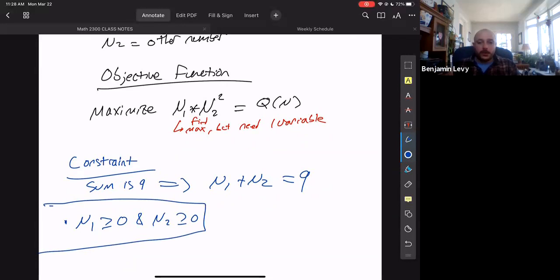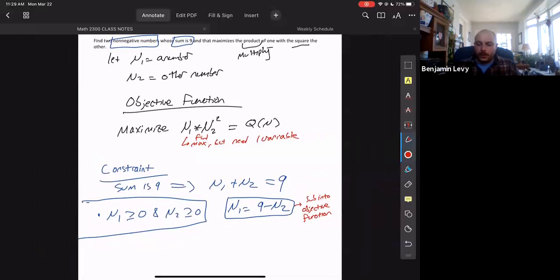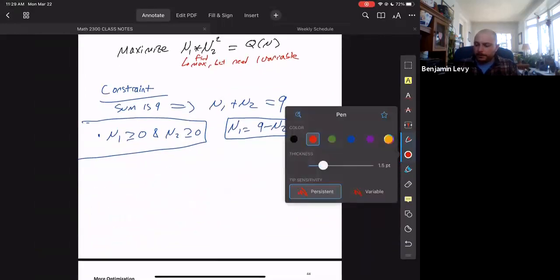Right, but anyway, we want just one variable. So let's just solve for one in terms of the other one. And so n1 has to be 9 minus n2. Right? This is a nice thing that we can use to substitute into the above function. All right, and then it'll only have n2s in there. You with me? Let's do it.